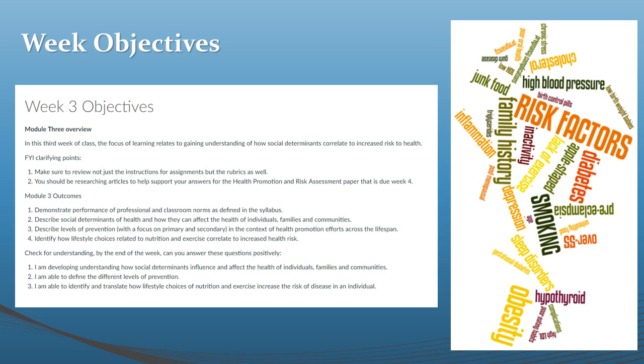That you're able to define the different levels of prevention this week, and there are 3 different levels of prevention. Those were introduced to you in week number 1, and that you're able to translate how lifestyle choices related to nutrition and exercise increase the risk of disease in an individual. Now, when I say translate, this is taking the information that you're learning from your textbooks and from the online modules and being able to put that into a literary language that a patient can understand.